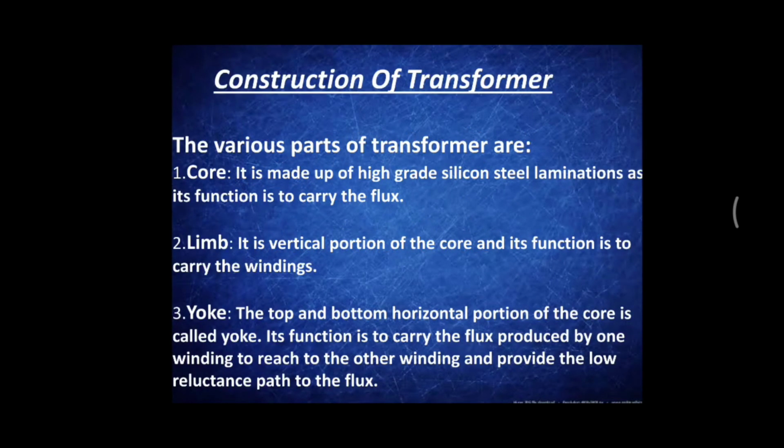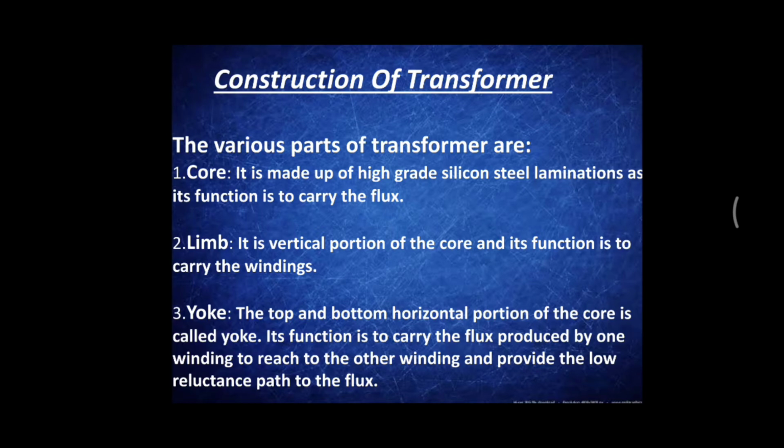After that, we are going to talk about the construction of transformer. There are various parts of transformer which are given below. First of all, core. It is made up of high grade silicon steel lamination as its function is to carry the flux. Second is limb. It is the vertical portion of the core and its function is to carry the winding.